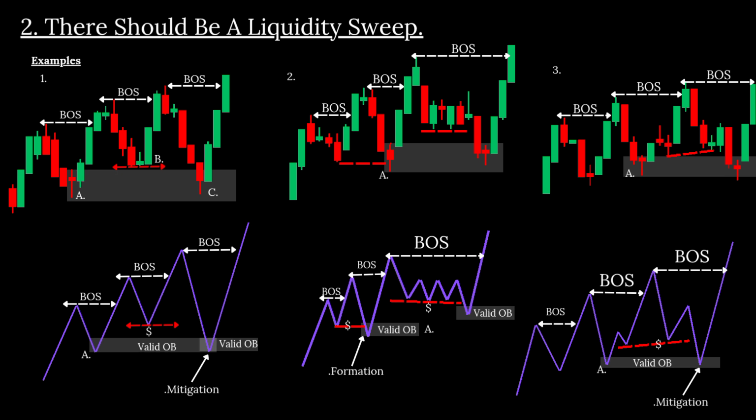Just as in the cases of the above examples, point A in all three examples is classified as a tradable or high probability order block due to a sweep of liquidity during mitigation, its formation and mitigation respectively. We look more into liquidity in our future videos, so stick around.